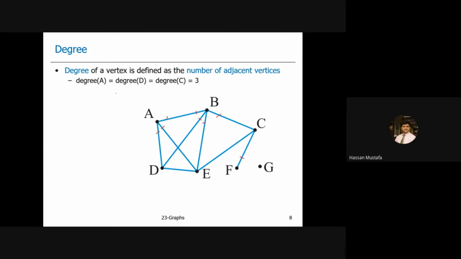So in this graph, the degree of A, D, and C is 3. Similarly, the degree of B and E is 4. The degree of F is 1, and the degree of G is 0. We'll formulate some algorithms based on this definition of the degree.